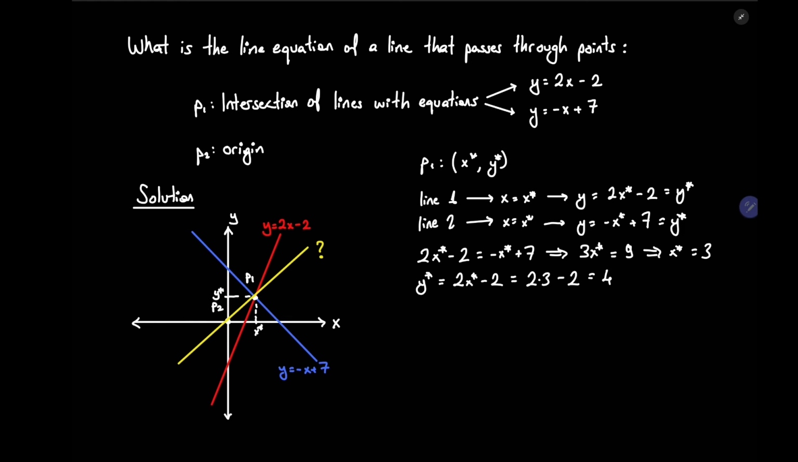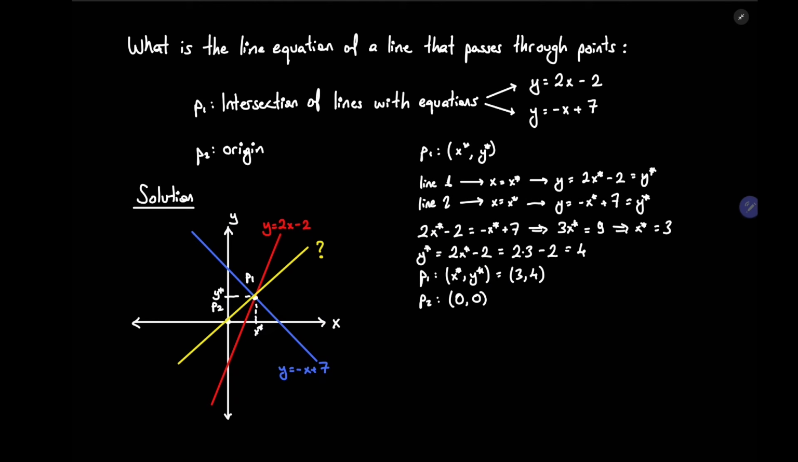So therefore, our P1 point, x star comma y star, equals 3 comma 4. And also we know that P2 is 0 comma 0, its origin. Now we will find the line equation that passes through these 2 points.